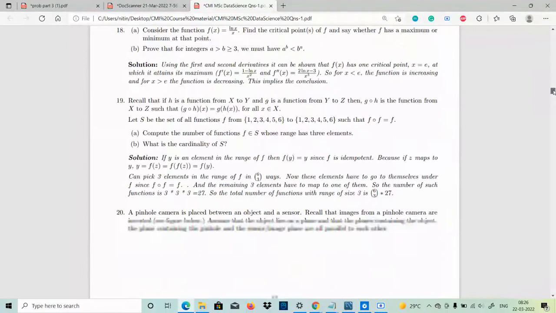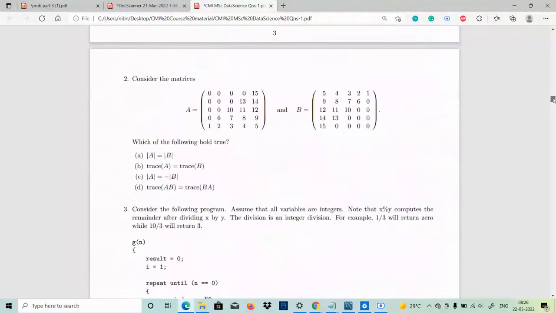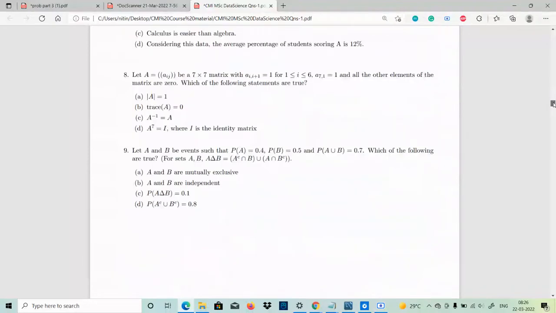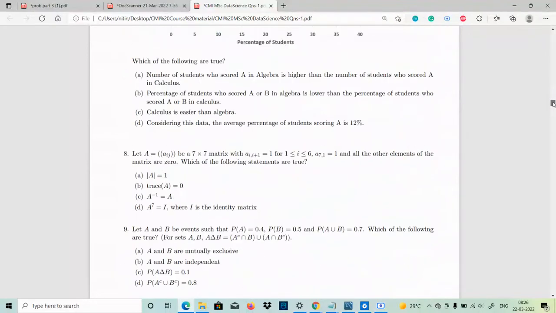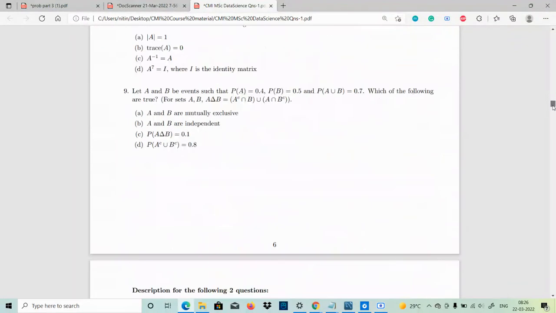Okay, so this question is solved. We have already solved this. I think you all have solved these probability questions, right?